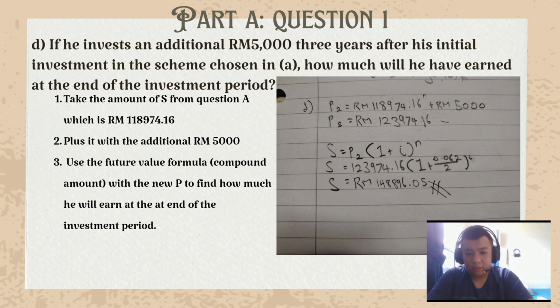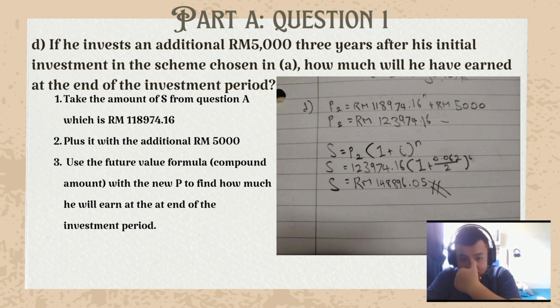And then you add it to the additional 5,000 that Fatah invests. Now with those two numbers, you will get the new P. For the new P, now you can use the future value formula. And now, to find how much he has earned at the end of the investment period, it is also S.